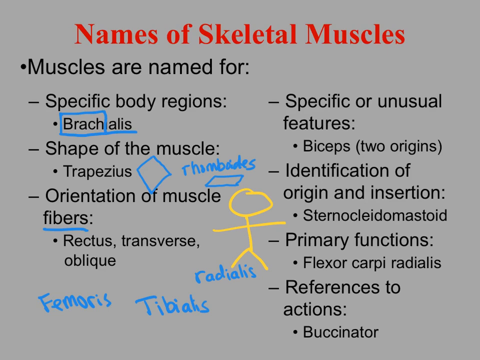So muscles whose fibers go along with the long axis of the body, sometimes those muscles have in their name the term rectus. Rectus means straight. In some cases, and this is a good example here in the abdominal region, when muscle fibers run at a 45-degree angle, they might have oblique in their name. And if they go perpendicular to the long axis of the body at a 90-degree angle, they might have transverse in their name.